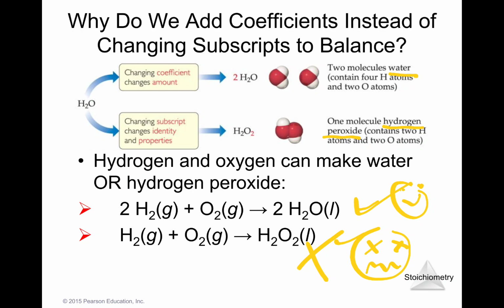So when we're balancing an equation, we change the coefficient, i.e. the number in front. We don't change the subscript. The subscript is an integral part of the chemical formula.